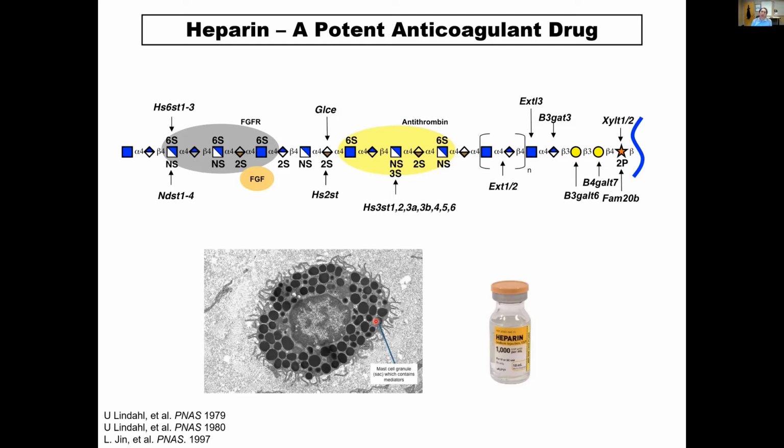But in terms of a natural product, the porcine mucosa is scraped out of the pig intestines, and then heparin is purified from this. Back in 2008, there was a very sad case in which a lot of people died from a contamination in the heparin stock. It ended up being an oversulfated form of chondroitin sulfate that was the contaminant found in this heparin stock.